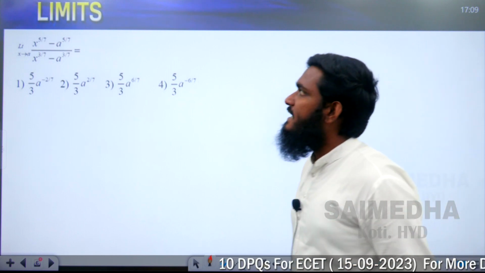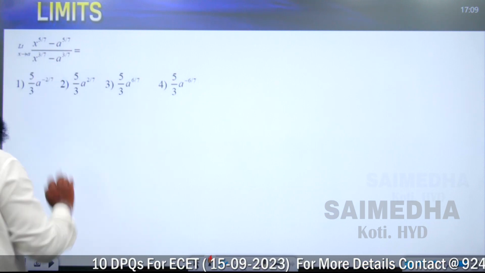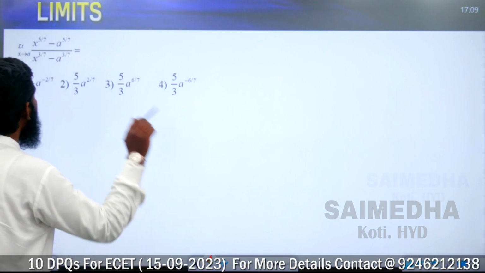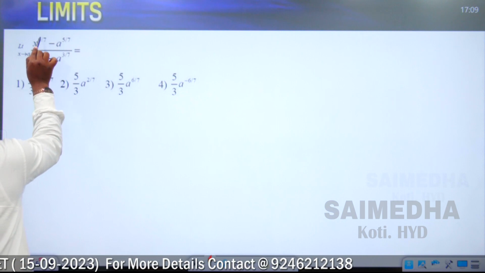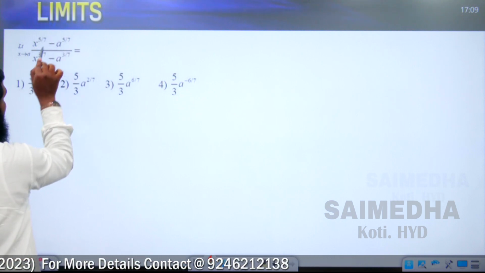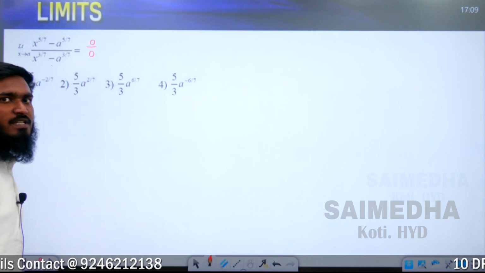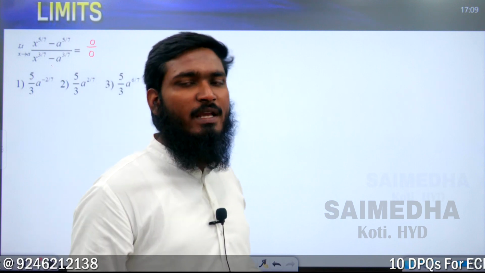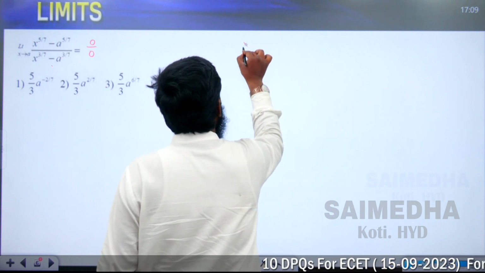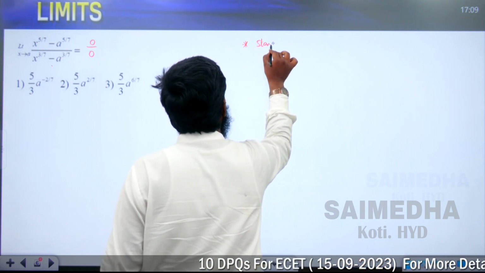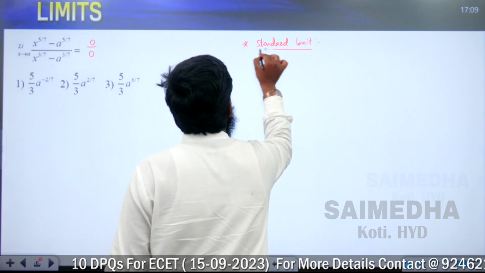Limit x tends to a, x power 5 by 7 minus a power 5 by 7, divided by x power 3 by 7 minus a power 3 by 7. Now listen carefully. Again, if we substitute the x value as a, we get a power 5 by 7 minus a power 5 by 7, which is 0, and a power 3 by 7 minus a power 3 by 7, which is 0. So 0 by 0, again an indeterminate form, so direct substitution is not applicable. We have to make some changes, or else we can use standard limits. For this we have a standard limit, a direct formula. What is that standard limit? Listen carefully.